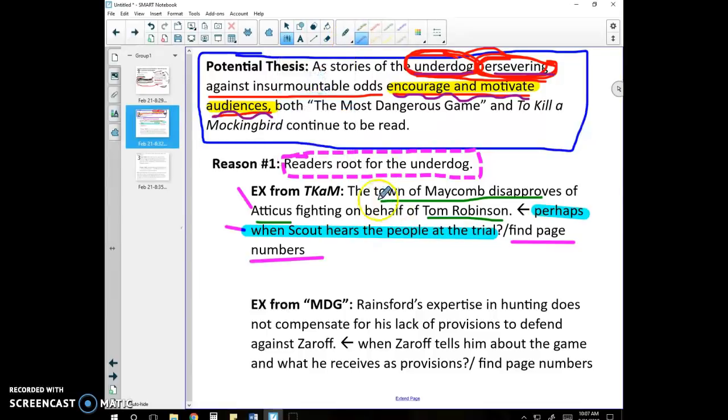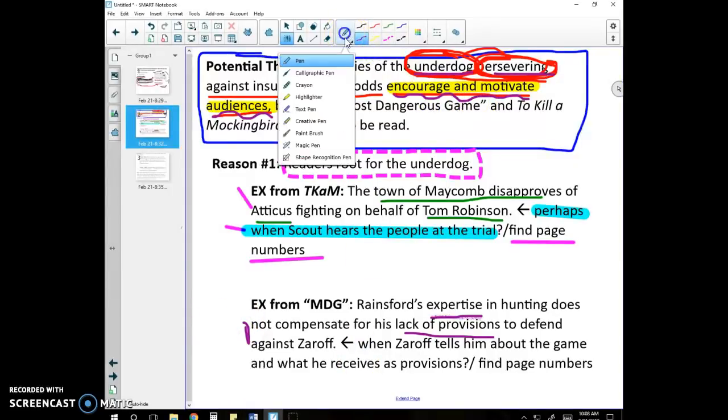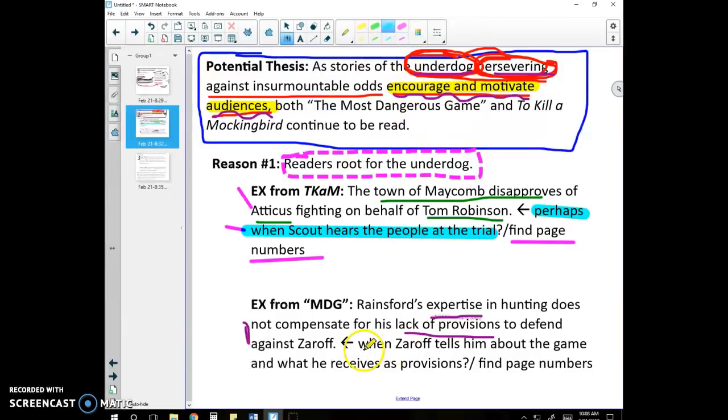Then what I found in The Most Dangerous Game is that when people root for the underdog, I talk about how Rainsford is the underdog because even though he's an expert when it comes to hunting, he has a lack of provisions. So the dude's at a disadvantage. He's got literally nothing where Zaroff has got guns, right? So this is something I could use. What evidence could I use for that? That's probably when Zaroff actually tells him about the game and what he gets, right? And so he's got no choice but to participate. Again, I don't have page numbers, I just know that's in the text. So I can find these page numbers later.